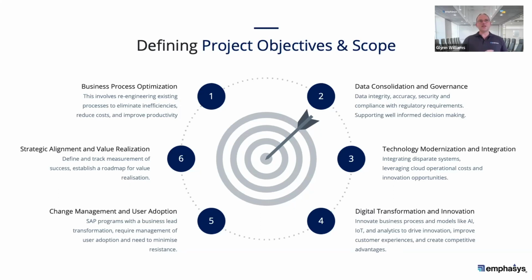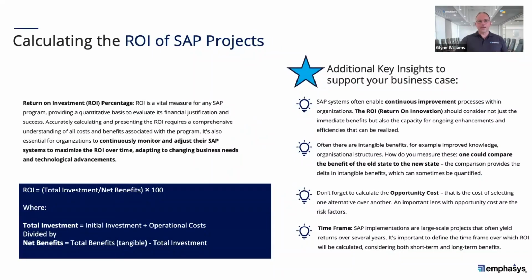And finally, the strategic alignment and realizing the value with a before state and an after. So this leads us into ROI. And ROI, again, is often seen as just a simple total investment, which is seen as the initial investment in operational costs divided by the net benefits. And these are the total benefits received less the total investment and shown as a percentage.